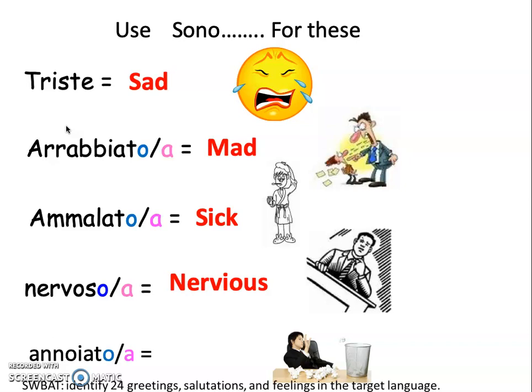Annoiato. Repeat, annoiato. Annoiato is bored. Now, as you can see here, for some of the words, we have an O and an A. If you're talking about yourself and you're a boy, or you're talking about a boy, you're going to end the word in O. If you're talking about a female or you are a female, you're going to end the word in A.